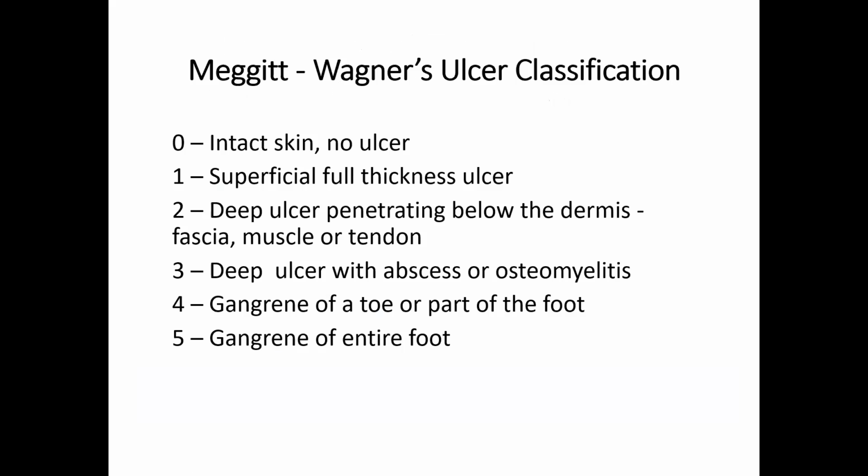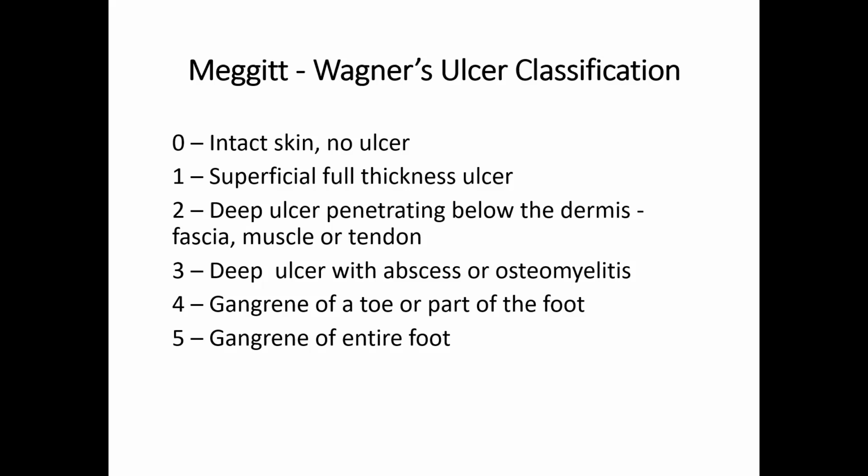Now, moving on to the ulcer classification, which is also very frequently asked in the exams. That is the Meggitt-Wagner ulcer classification. Class 0 is intact skin and there is no ulcer. Class 1 is when there is a superficial full thickness ulcer. Class 2 is when there is a deep ulcer penetrating down to the dermis, fascia, muscle, or tendon. Class 3 is when there is a deep ulcer with abscess or osteomyelitis, that means the bone is now involved.